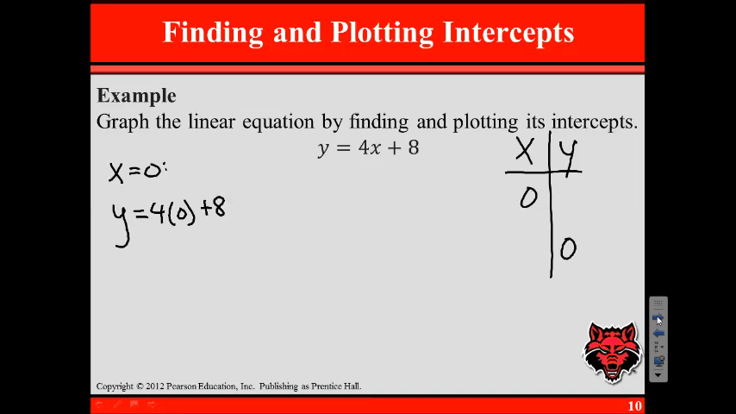Four times 0 is 0. Just like we have before, when we add and subtract with 0, we cross it out completely. And we're left with y equals 8.